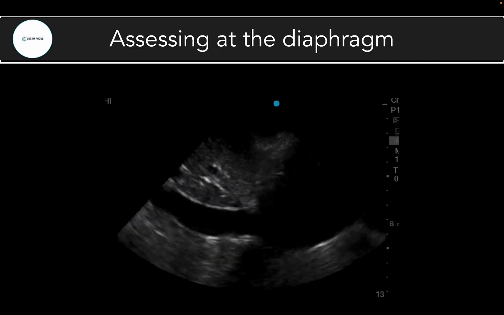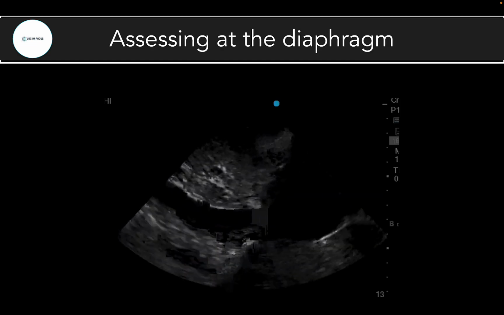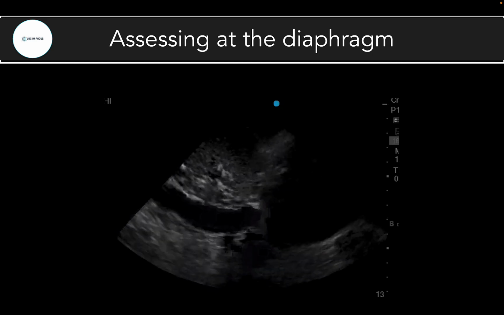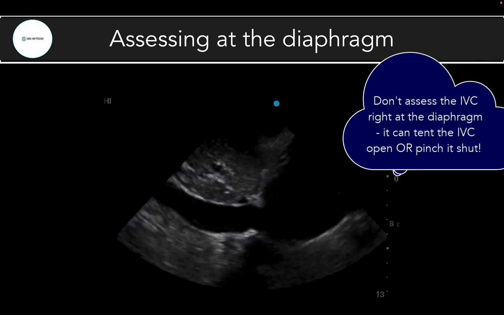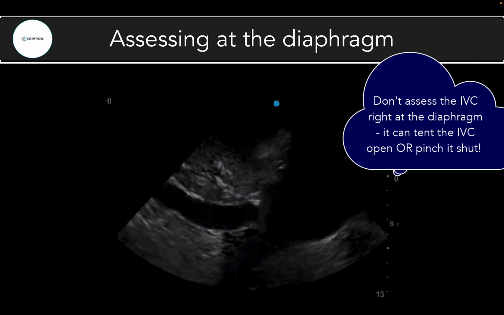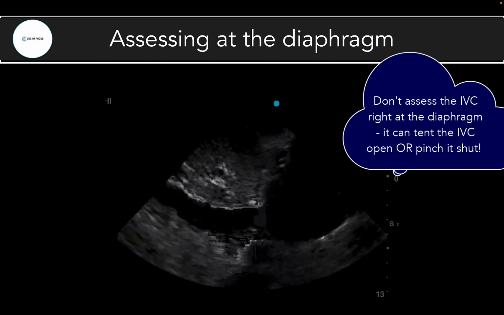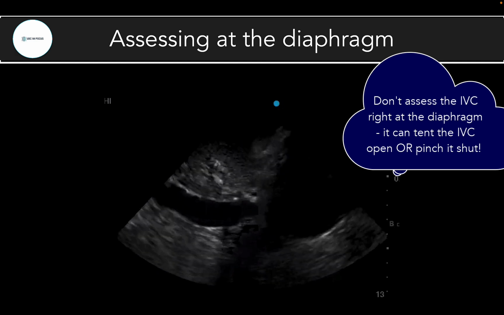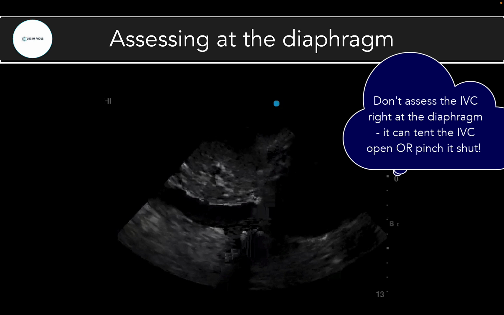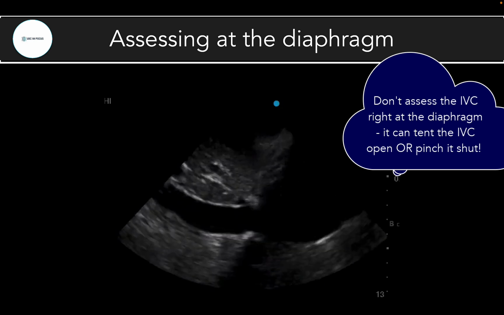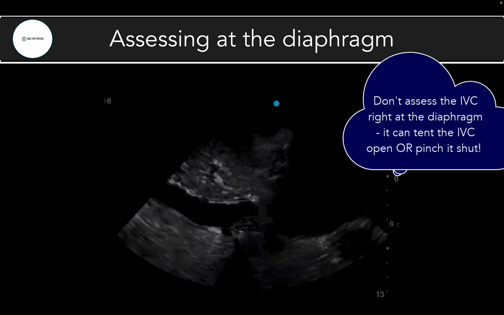The next common pitfall is assessing the IVC right at the diaphragm. So the diaphragm can either tent the IVC open or pinch it shut with respiration. So to avoid being fooled by diaphragmatic mechanics, remember that we want to make our IVC assessment 1 to 2 centimeters distal to the hepatic vein insertion, and this holds true for both long and short axis views.